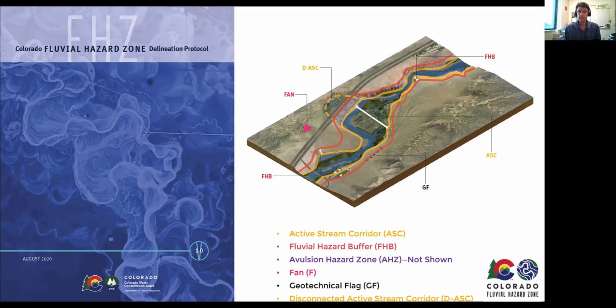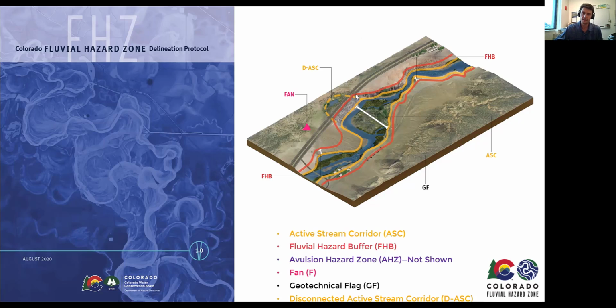We'll talk about the primary components that make up the fluvial hazard corridor, or fluvial hazard zone. The first is the active stream corridor. And this is the yellow line here. It delineates what we can think of as the geomorphic floodplain, the contemporary floodplain in which the river is moving and influencing over time.